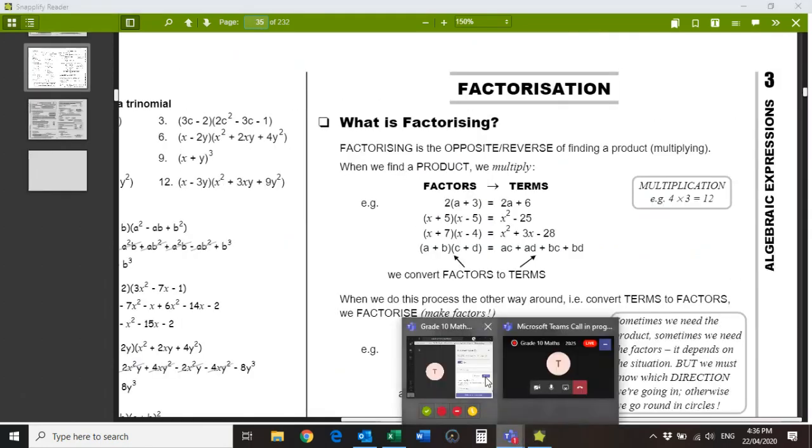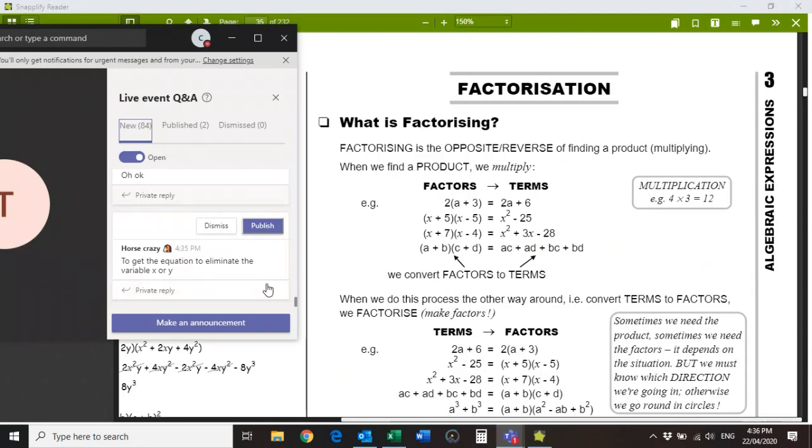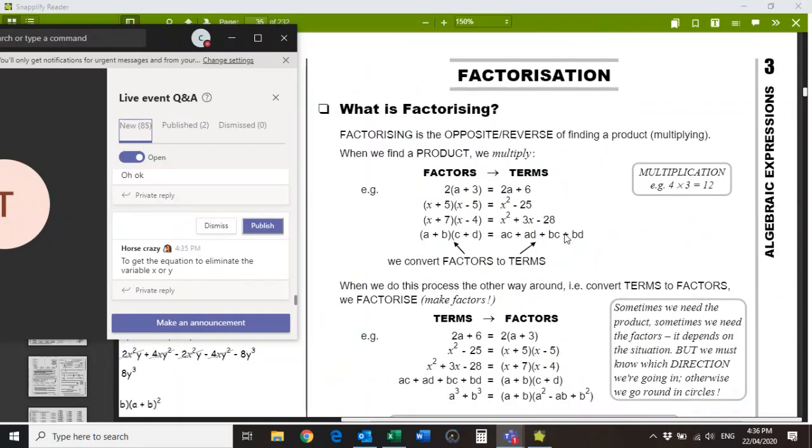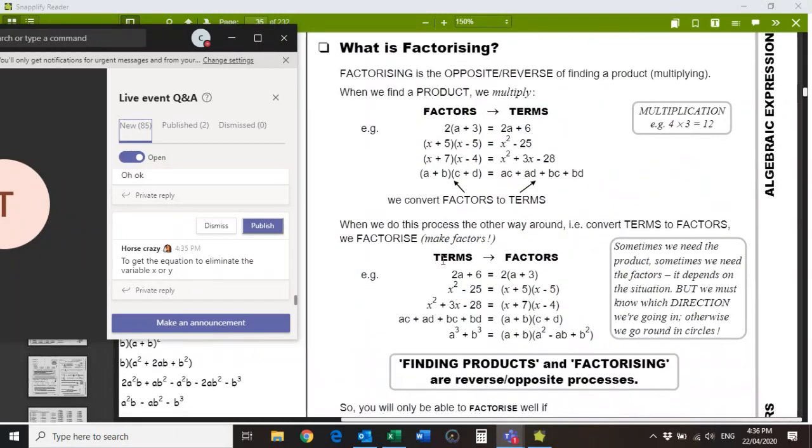Okay, let's see. I don't really want to work through all of these theory things. All it says is here are our factors, here are our terms. To factorize, we need to take our terms and put them into factors. Can you see these are all our terms? When I talk about factorization, I need you to put all of these terms into factors.